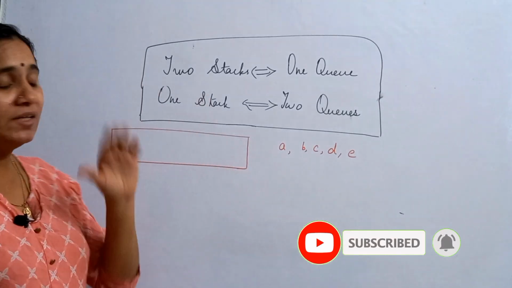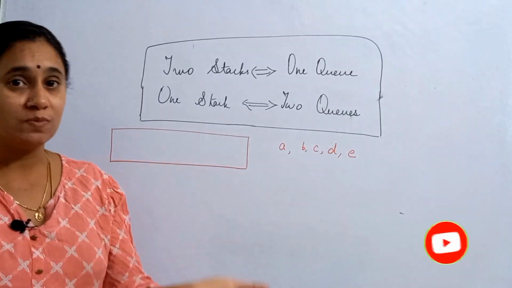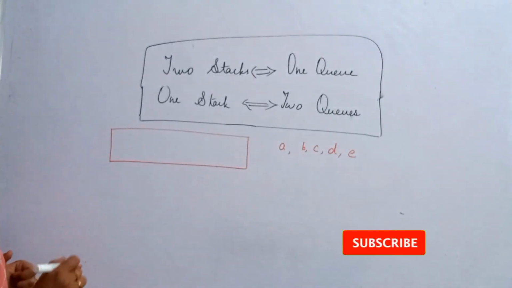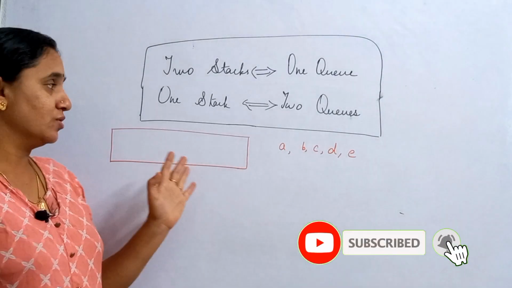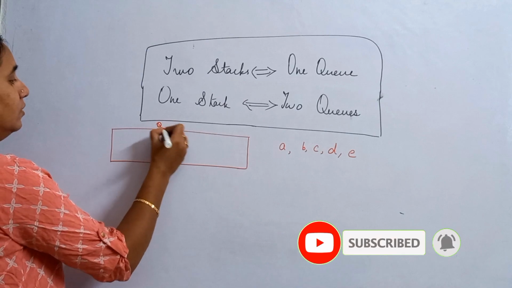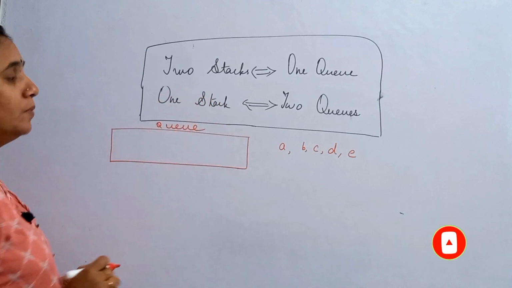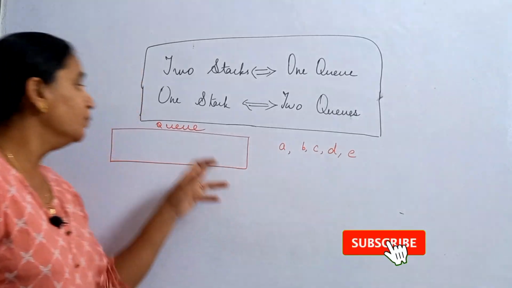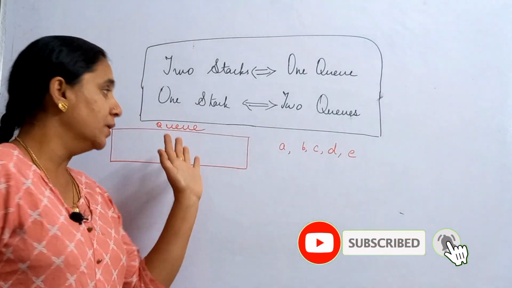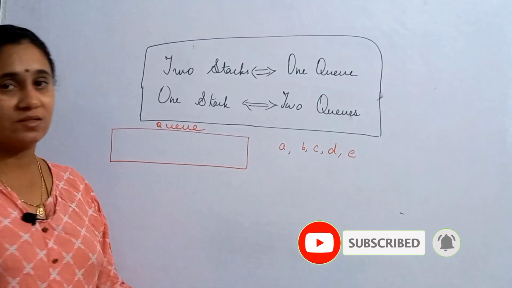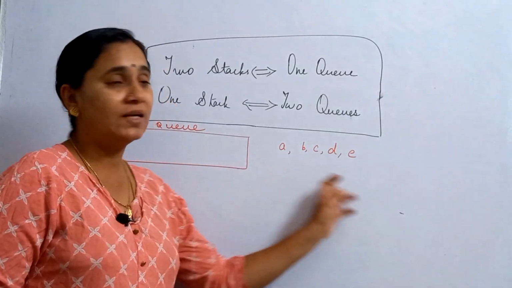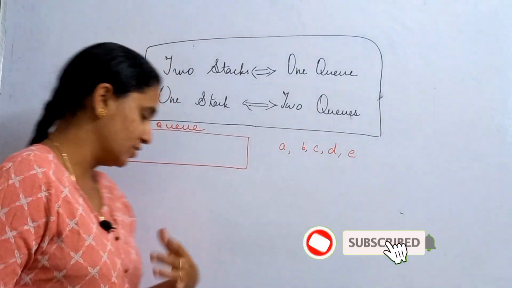Now I will take one example and explain how it is possible. This is a queue data structure. Using this queue data structure, I will show you how one queue is built using two stacks. So that is what we are going to discuss. These are the list of elements that I am going to add inside the queue data structure.